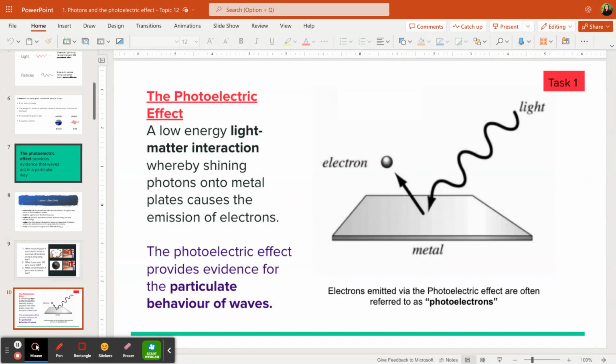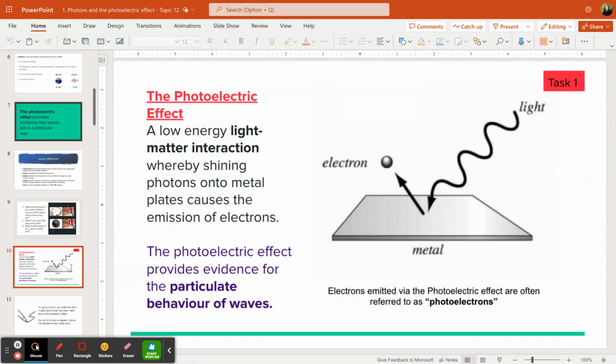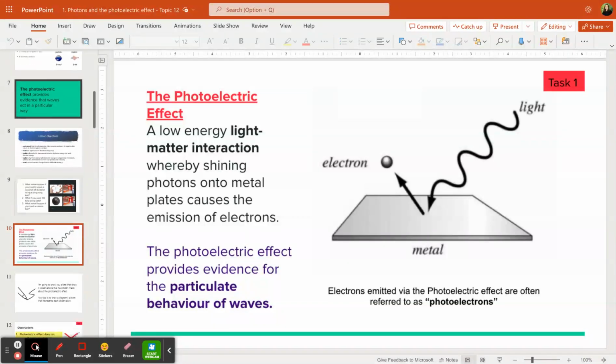And this provides evidence that light acts as particles. You will see why later. Pause this video and add that to your task 1 for me. What is it? It's as simple as photons shining on a metal surface, electrons are emitted, and we call those electrons photoelectrons. That's step 1. Pause me here, and then we'll carry on.